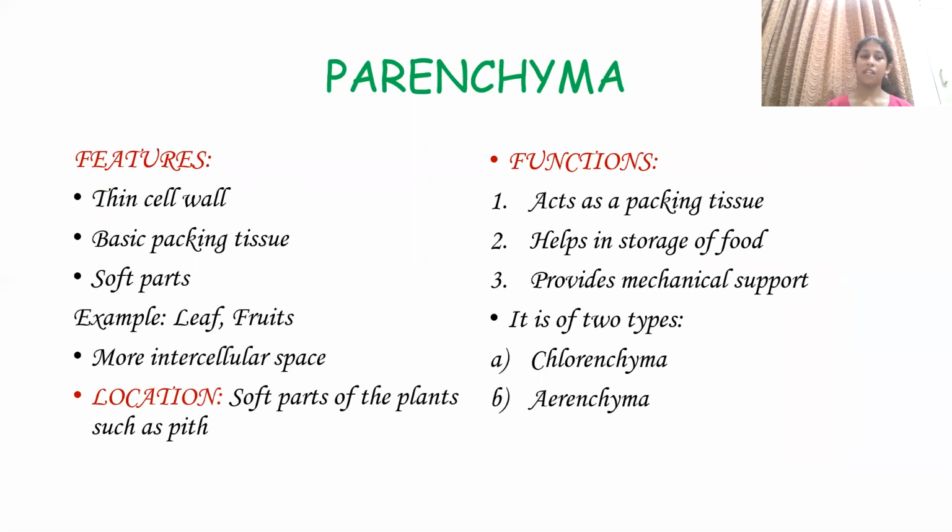Parenchyma. So the features, location, and the function. Features are nothing but how the parenchyma tissue looks. They have thin cell walls. They are also the basic packing tissue. They are located in soft parts, for example leaves and fruits. They have more intercellular space. So these are the features of parenchyma.